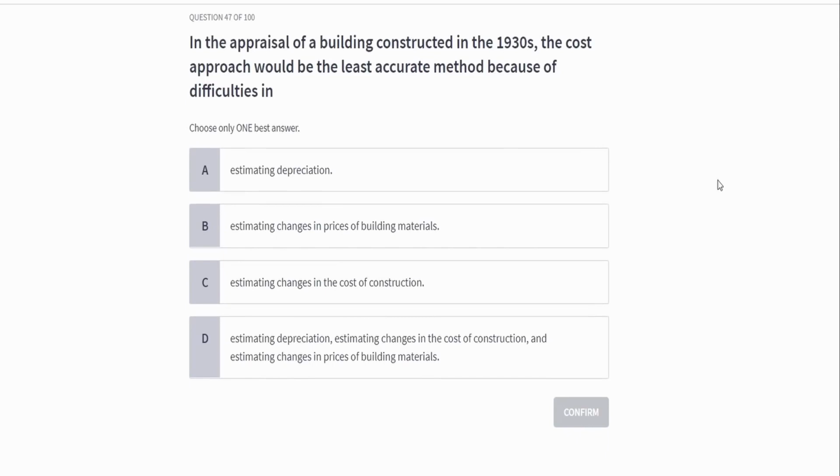All right, 47. In the appraisal of a building constructed in the 1930s, the cost approach would be the least accurate method because of difficulties in, and it gives us four options. A, estimating depreciation. B, estimating changes in price of building materials. C, estimating changes in the cost of construction. Or D, estimating depreciation, estimating changes in cost of construction, and estimating changes in prices of building materials. So D is like all of the above.